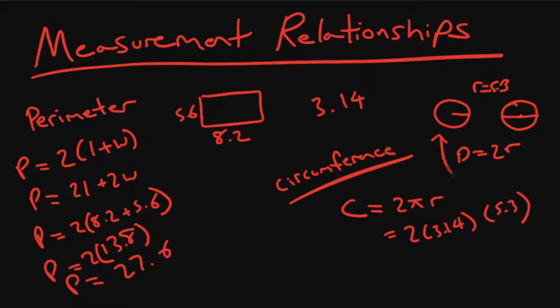I'm still solving this question right here, where the radius is 5.3. So we get approximately 33.3. And when you want to put approximately, you kind of just put a dot there, or you could do this: C equals approximately. Yeah, that is that.